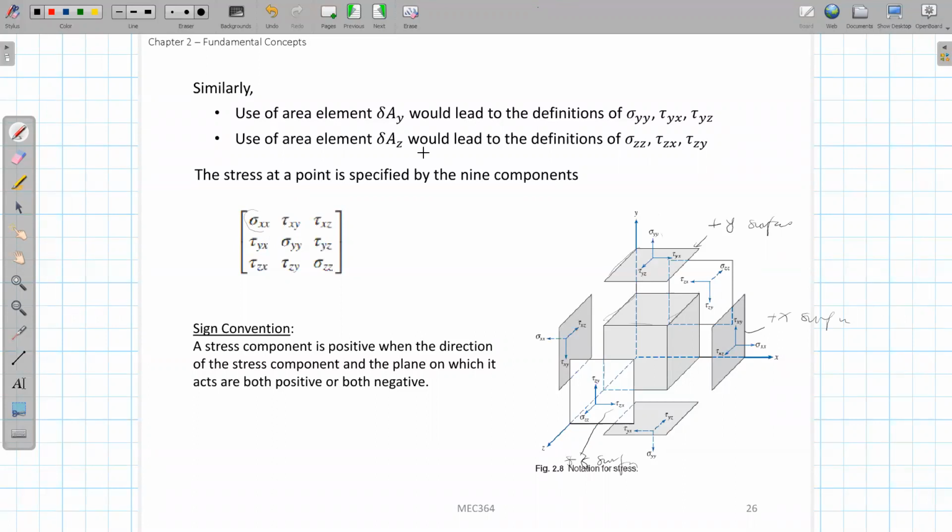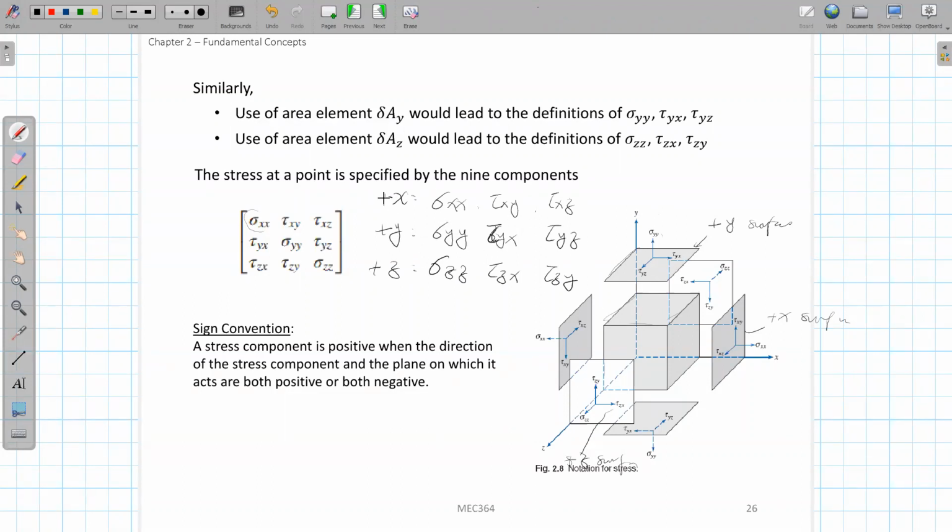So in this way, you define all of these. Let me rewrite it. On the positive x surface, we have sigma xx for the normal stress, tau xy for the y direction stress, and tau xz for the z direction stress. On the positive y surface, we have sigma yy for the normal force, tau yx for the x direction shear, and tau yz for the z direction shear. In the positive z direction, we have similarly sigma zz, tau zx, and tau zy.